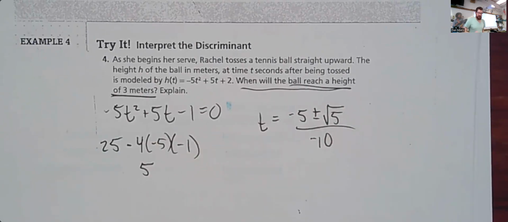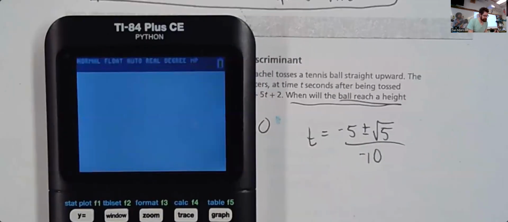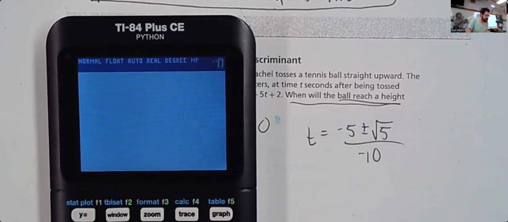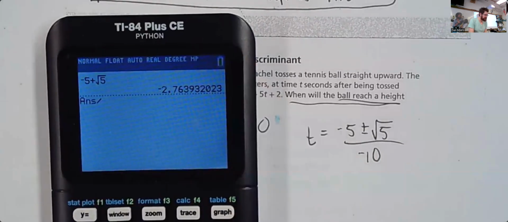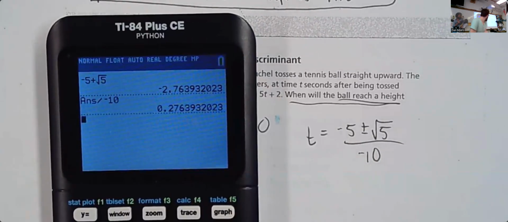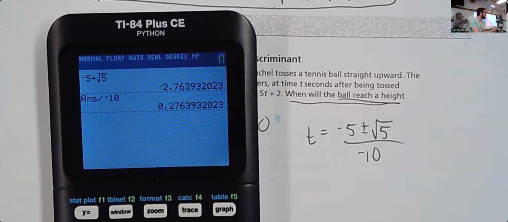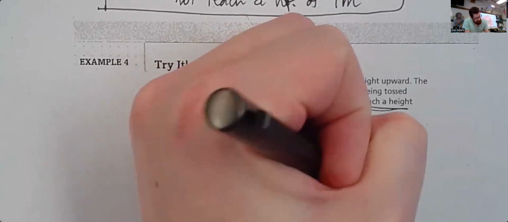All right, so let's figure out when the ball reaches a height of 3 meters. So on your calculators, I'm going to say -5 plus the square root of 5. That equals -2 point, whatever, divide by -10. That's about 0.28. Okay, so one of our answers, we'll say t, is about 0.28.